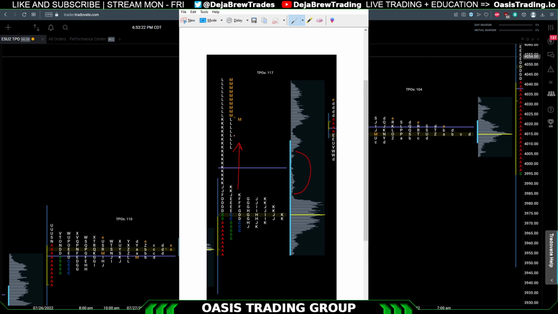Now, you can see on the L session that we started to put some value in that area there. So it broke away from that single print K session, and you started to build value. We can see that very obviously on the volume profile here. We can see that we were building value.